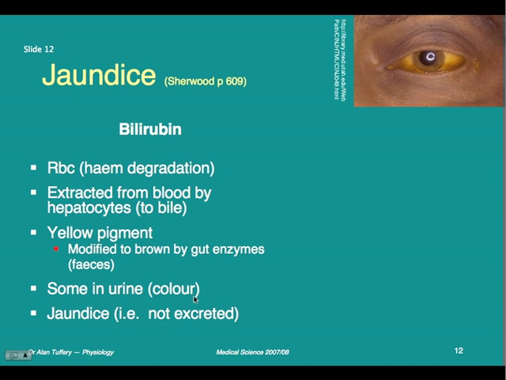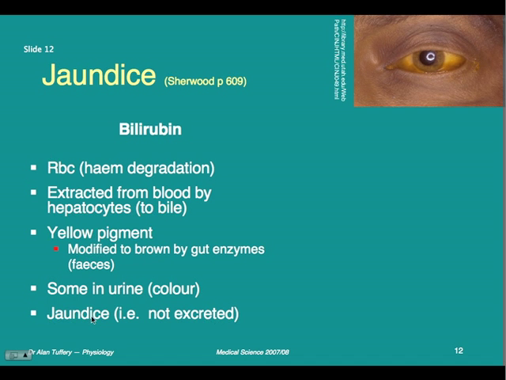Some of it gets into the urine, which gives urine its yellow colour, and you can test that for yourselves. If you don't drink, then you will raise the bilirubin concentration. If you reduce your fluid intake, the concentration of bilirubin will necessarily rise, and your urine gets darker in colour, more and more yellow. If you drink lots of fluid, then your urine gets less yellow because you've diluted it.